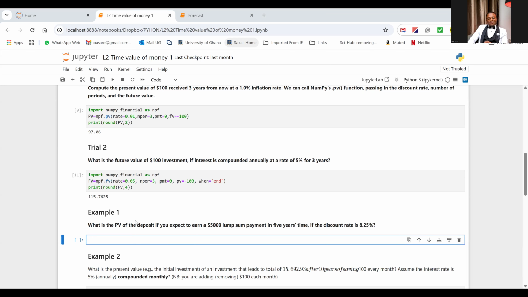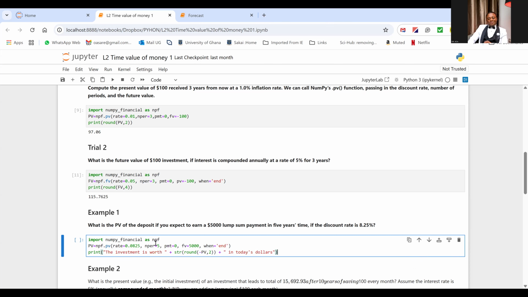So how would you have calculated it? What is the present value of a deposit? Even if you have been asked, what is the value of a deposit if you expect to earn a 5,000 lump sum, that statement alone, even if he has not used the word present value, you should know that he's asking you for the present value of a 5,000 lump sum. So how do you do that? This is how you do it.